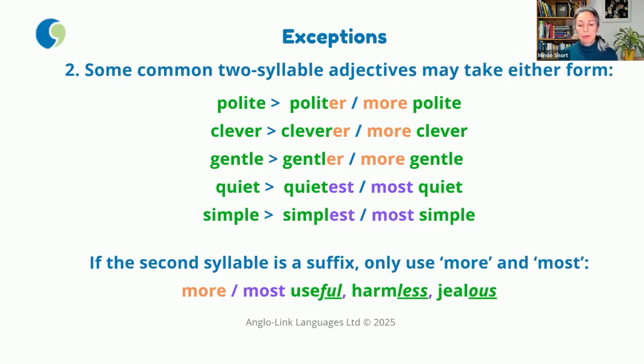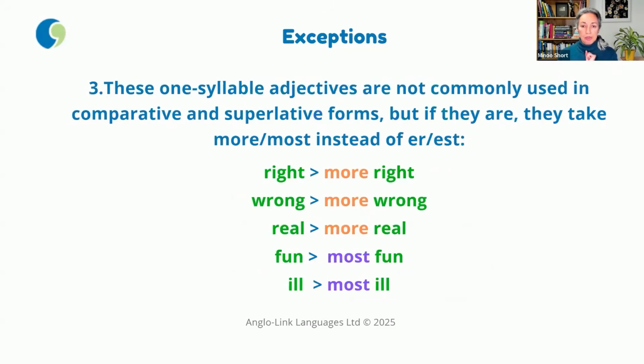So more and most: useful, harmless, jealous. Next one, exception 3. These one-syllable adjectives, these 5 that I have written here, are not commonly used in comparative and superlative forms, but if ever you hear them or want to use them in these forms, although they are one syllable, they take more and most.